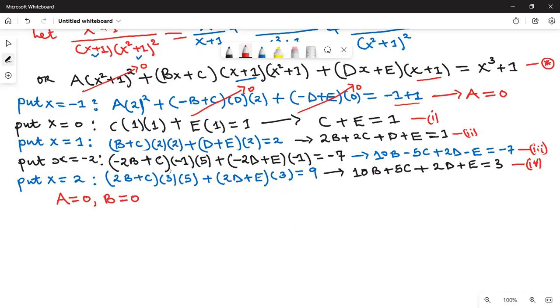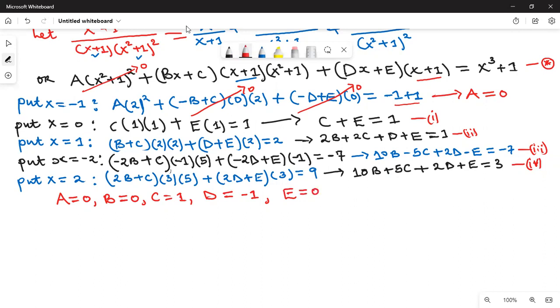And when you solve equations 1 up to 4, you need to get B is equals to 0. C is equals to 1. D should be negative 1. D is equals to negative 1. And the last one is E should be equal to 0. So those are the values that you're supposed to get.